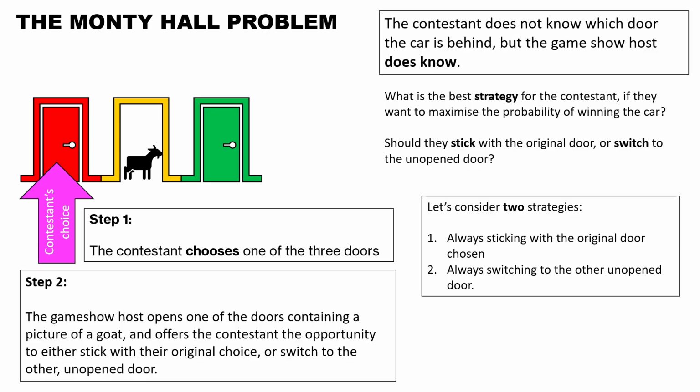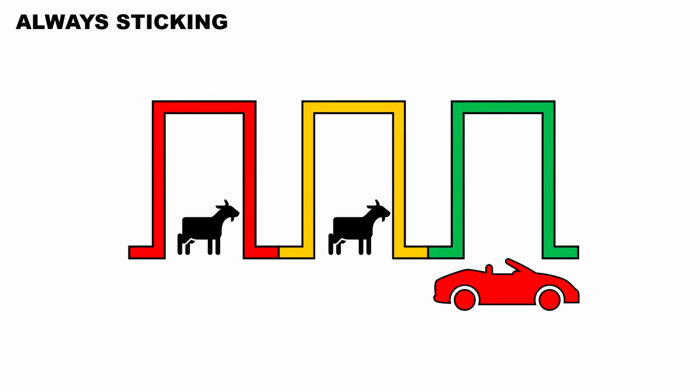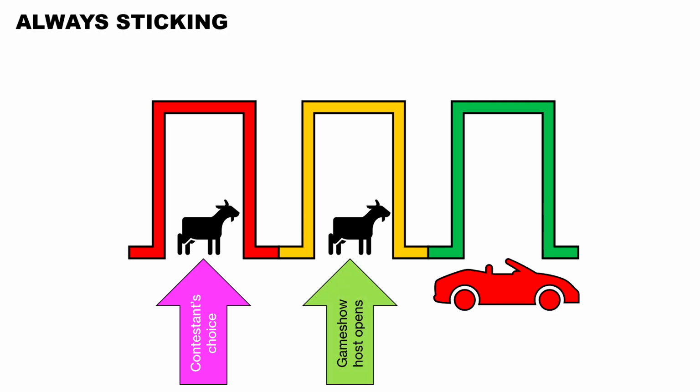And probably the easiest way of analysing this is to think about how the game works without the doors in place. So here we have a possible arrangement of the pictures of goats and the sports car. So let's suppose that the contestant chooses the first door. Well, what will the game show host do? Well, the game show host will reveal the second door to reveal a picture of a goat. And if the contestant's strategy is always to stick with the original door, that means the contestant will win the picture of the goat, so they don't win their star prize.